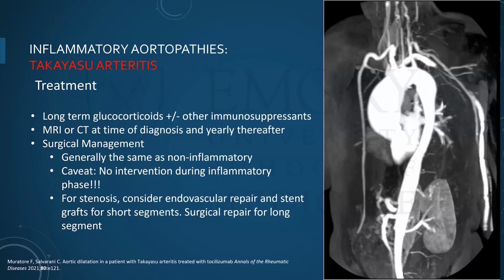Surgical management is going to be key once the dilatation reaches a critical threshold, but it's important to remember for Takayasu's arteritis, for surgical sake, we don't want to intervene in the acute inflammatory phase, because it leads to friability of the arterial tissue that can make surgery and wound healing more complicated. For stenosis, you want to be able to consider endovascular repair, stents, and grafts for short segments.